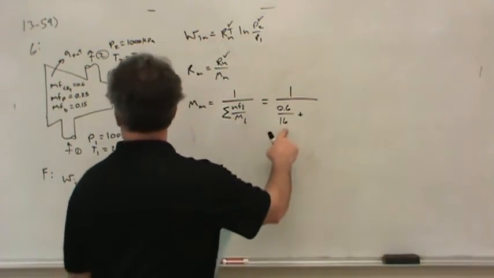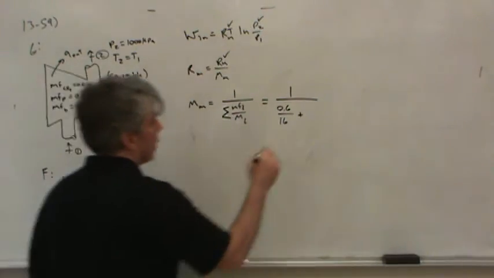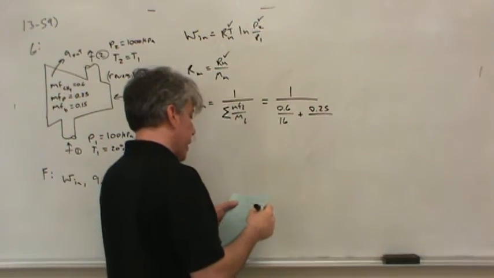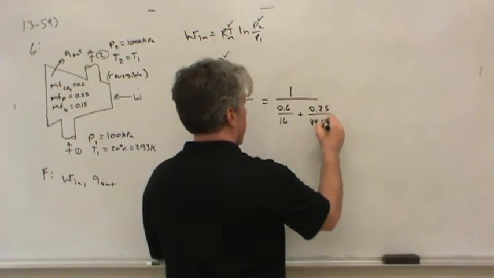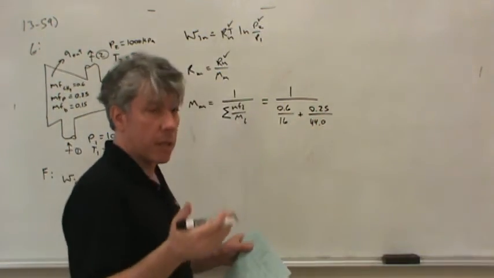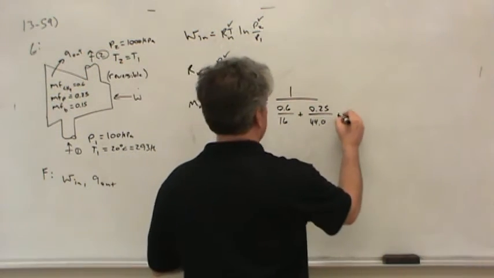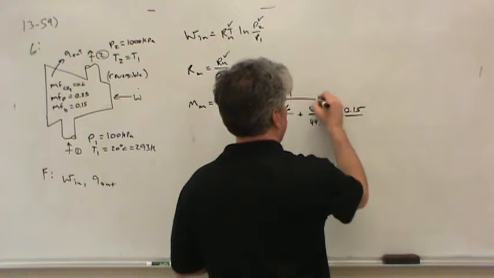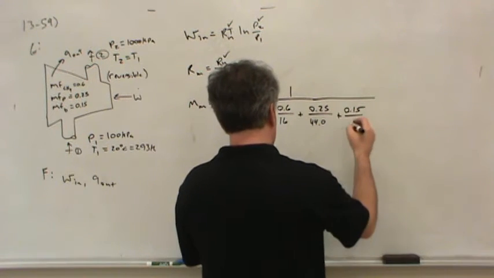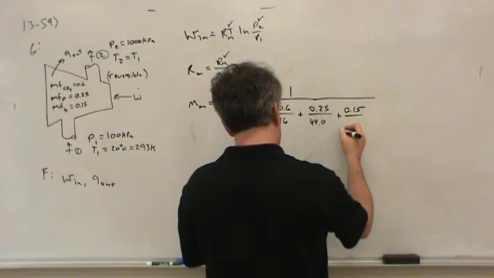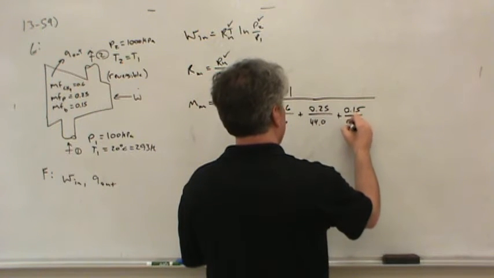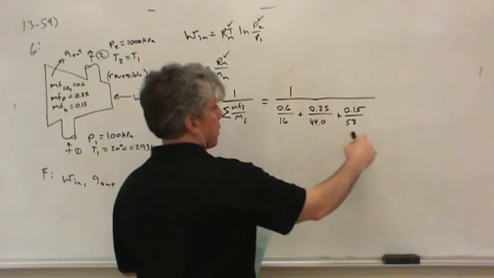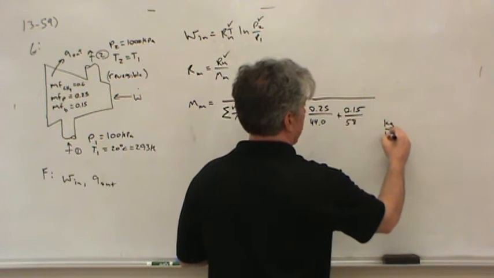And then the next term for the propane is 25% by mass of propane. The molar mass of the propane is 44.0, again, kilograms per kilomole. And then the last component is the butane. So 15% butane divided by the molecular weight of butane, which is 58, if I can read my own writing. Yes, it's 58, there we are. Now the units of all of these is kilogram per kilomole.